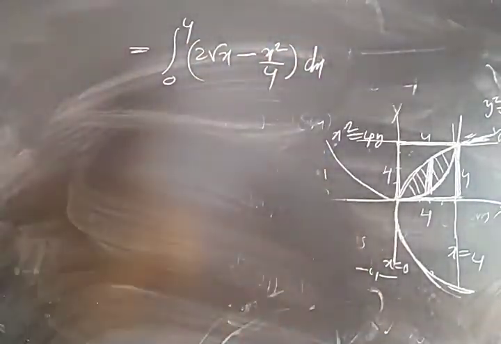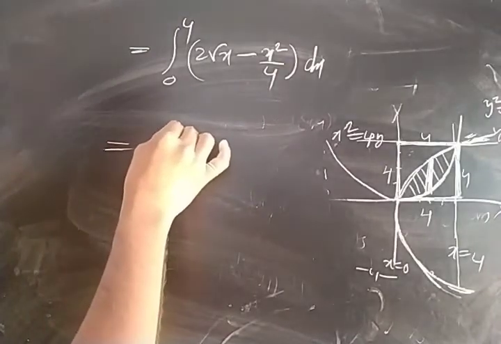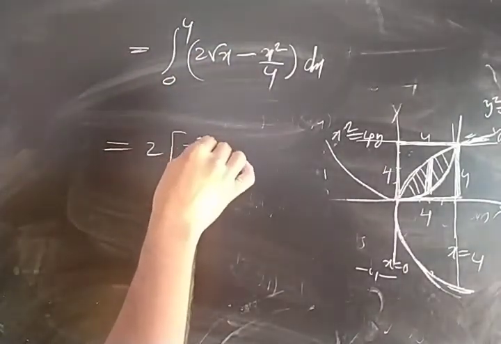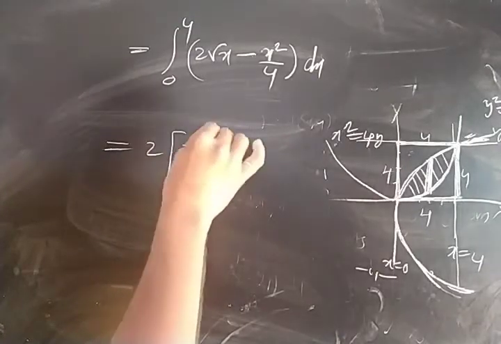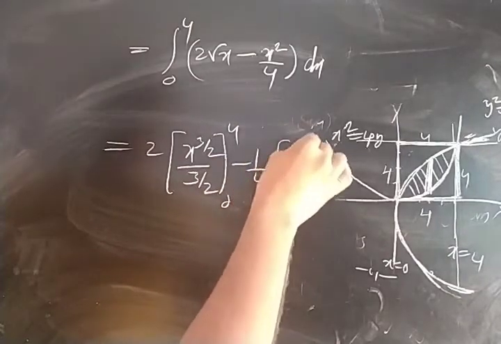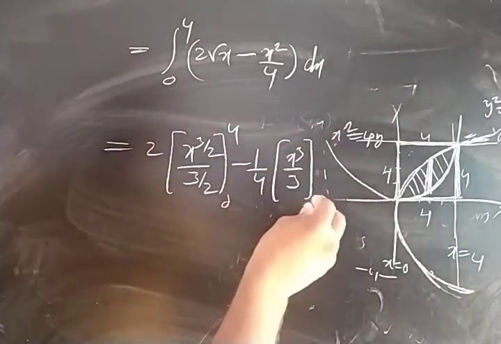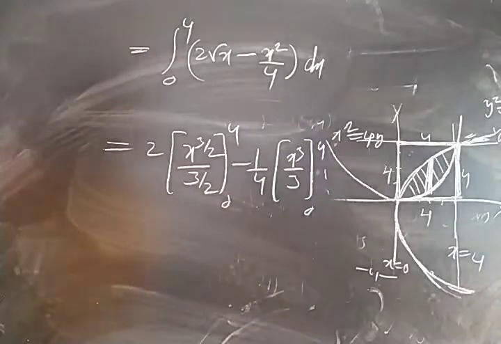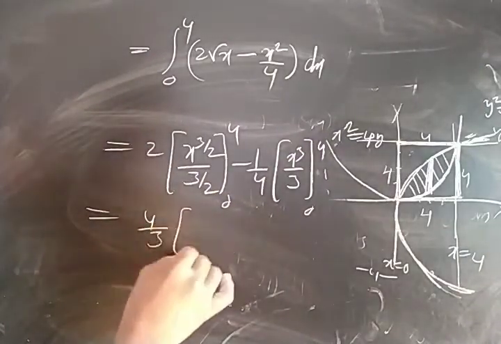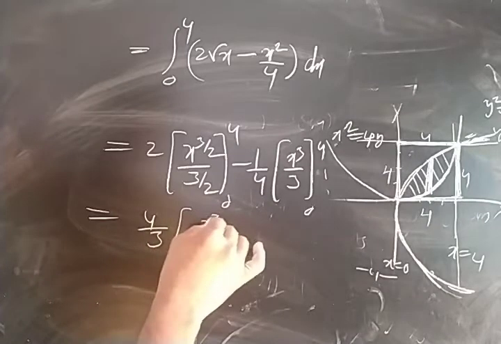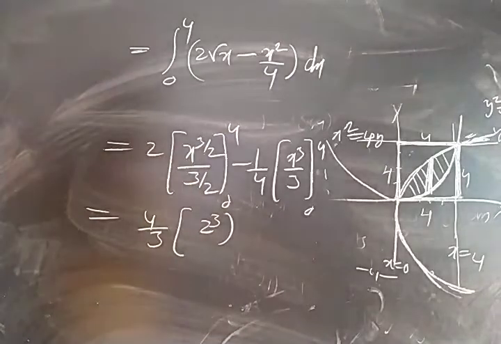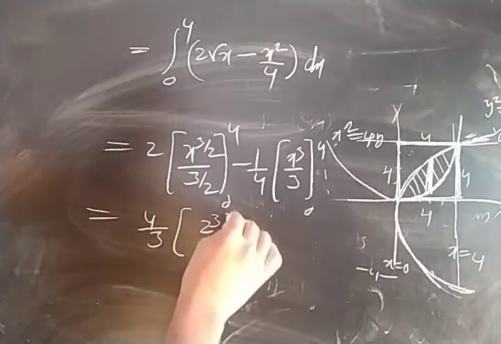Now integrating 2 into root x: integration of x to the power of 3 by 2, divided by 3 by 2, from 0 to 4, minus 1 by 4 outside, x square integration, x cube by 3, from 0 to 4. Now substitute here. This will be 4 by 3. Upper limit is 2 cube. If you substitute 4, you can write it as 2 square. The 2 and the denominator 2 cancel. You will get 2 cube.